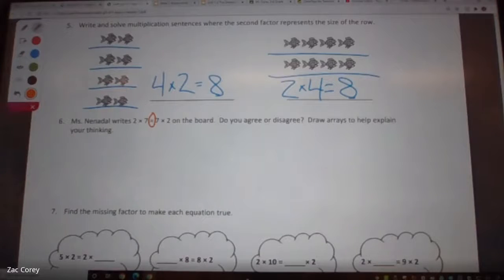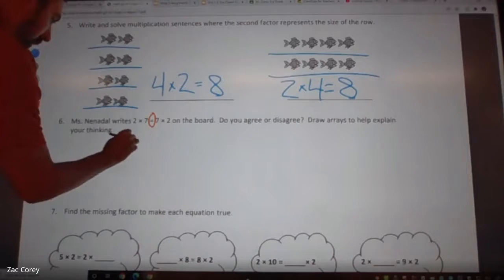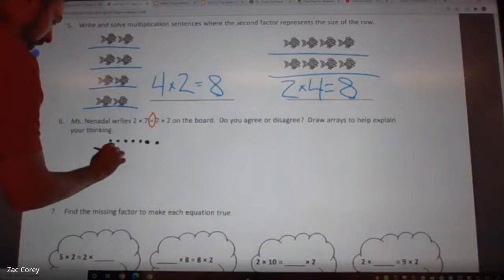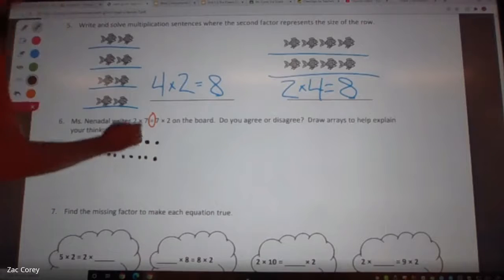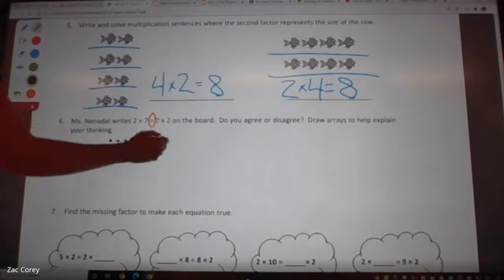All right, so they want us to draw some arrays to show whether that's the same or not. Okay, so the first one, 2 times 7, that means we're doing 7 2 times. Okay, 7 2 times. So let's draw that. 1, 2, 3, 4, 5, 6, 7. 1, 2, 3, 4, 5, 6, 7. All right, so that's the first one. That's 7 2 times. And now let's do 2 7 times.